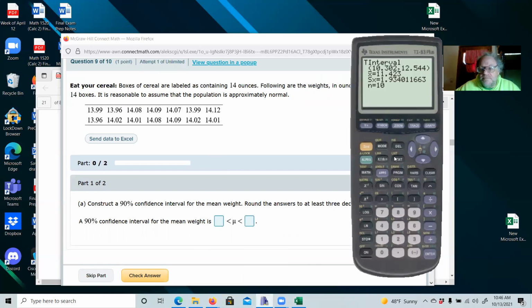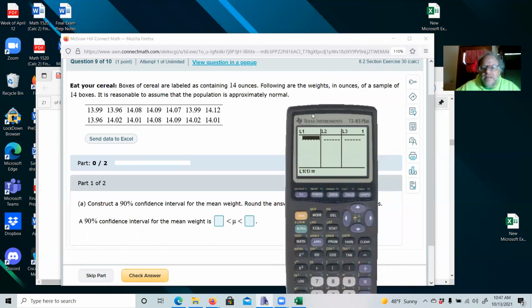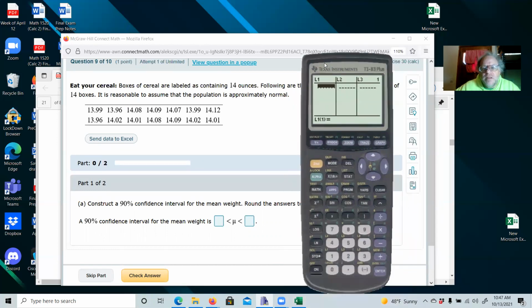Should we do this one? Sure, let's do this one. Edit. Oops, I want to say stat. Clear my list. So enter. Clear list number 1. There we go. And we are going to edit and enter in a whole new thing. So what do we have here? We have 14 boxes of cereal.